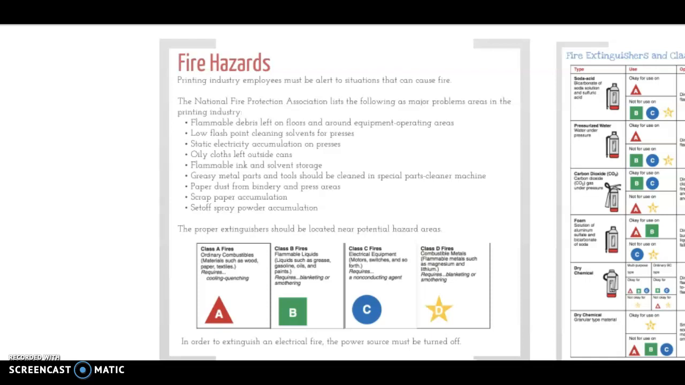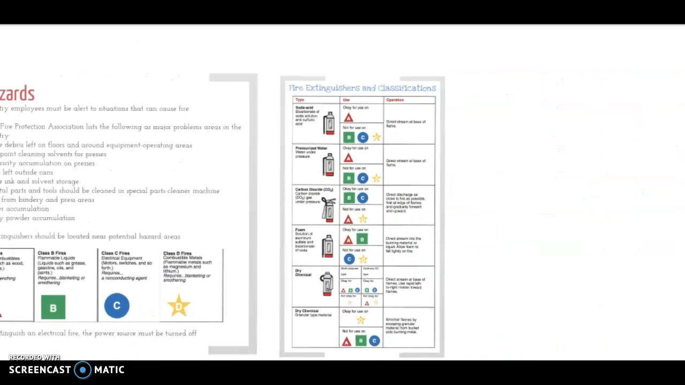The proper extinguishers should be located near the potential hazard areas. A Class A fire is combustible materials such as wood and paper. A Class B fire is flammable liquids such as grease, oil, and paints. A Class C fire is electrical, and a Class D is combustible metals.